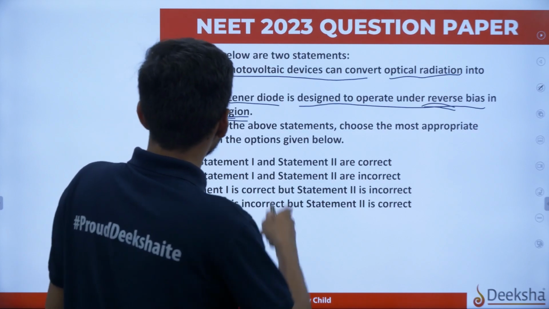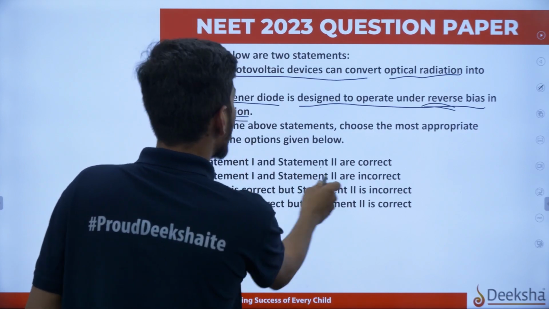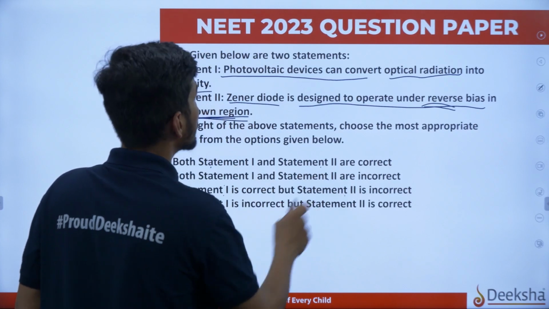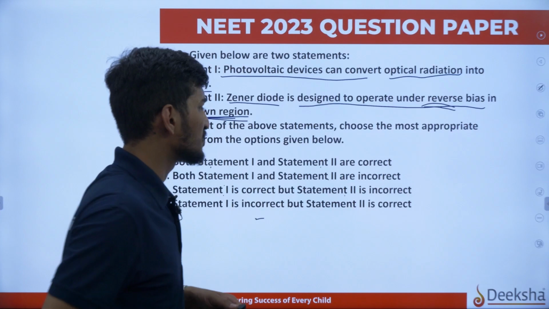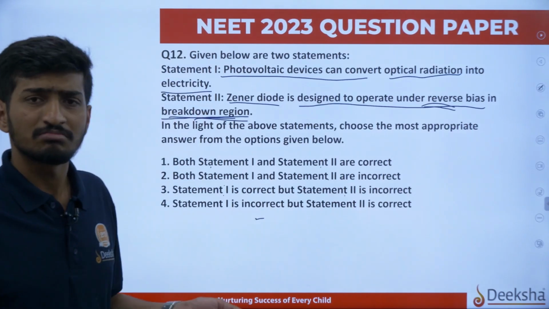So the options are: statements 1 and 2 are correct, 1 and 2 are incorrect, 1 is correct but statement 2 is incorrect, or 1 is incorrect and statement 2 is correct. Both are correct, isn't it?